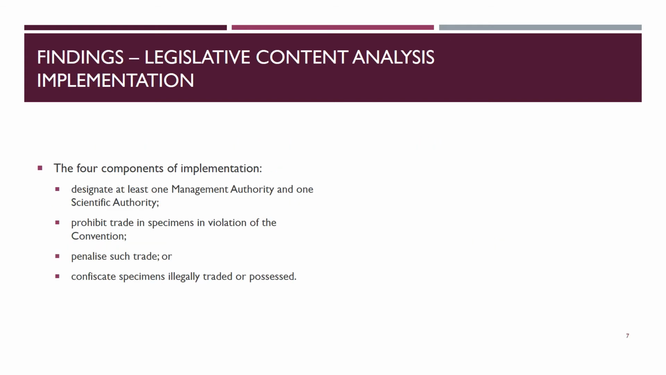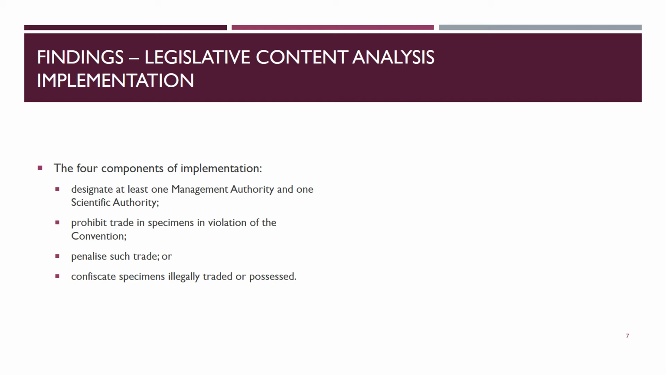On to the findings, then, of this legislative content analysis. I've been referring to the National Legislation Project of CITES and how it's ranked into categories, category 1, 2, or 3. And the 4 components of that implementation are that member countries need to have designated 1 management authority and 1 scientific authority. They also need to prohibit trade in specimens in violation of the convention, and that prohibition does not have to be criminal. It can be civil or administrative as well.